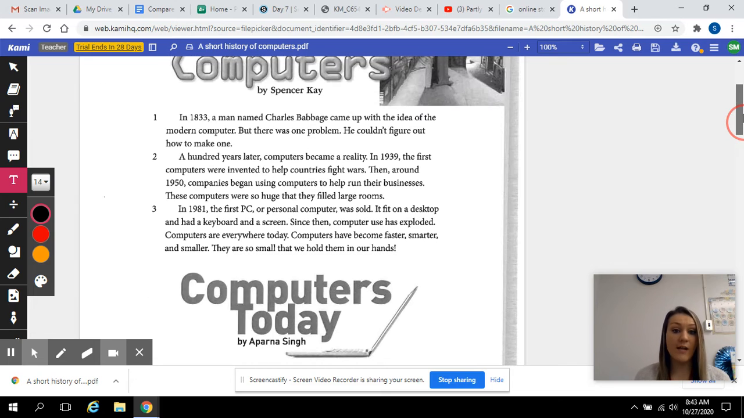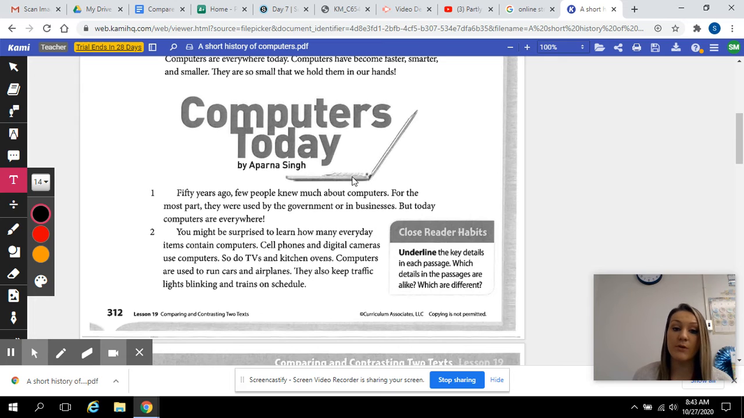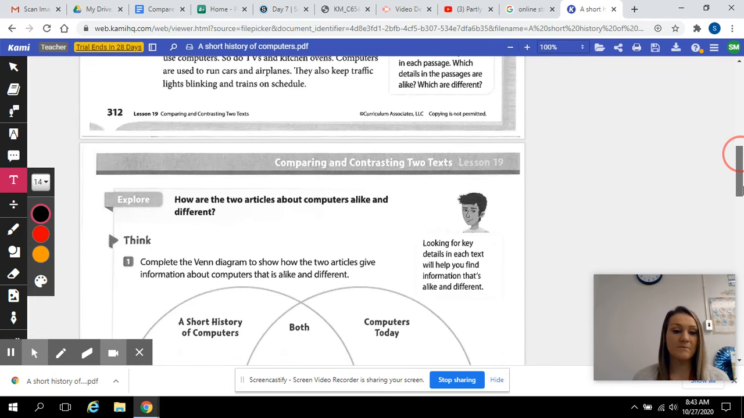Okay. So now, after reading that, we're going to compare and contrast it to this short story called Computers Today. 50 years ago, few people knew much about computers. For the most part, they were used by the government or in businesses. But today, computers are everywhere. You might be surprised to learn how many everyday items contain computers. Cell phones and digital cameras use computers. So do TVs and kitchen ovens. Computers are used to run cars and airplanes. They also keep traffic lights blinking and trains on schedule.